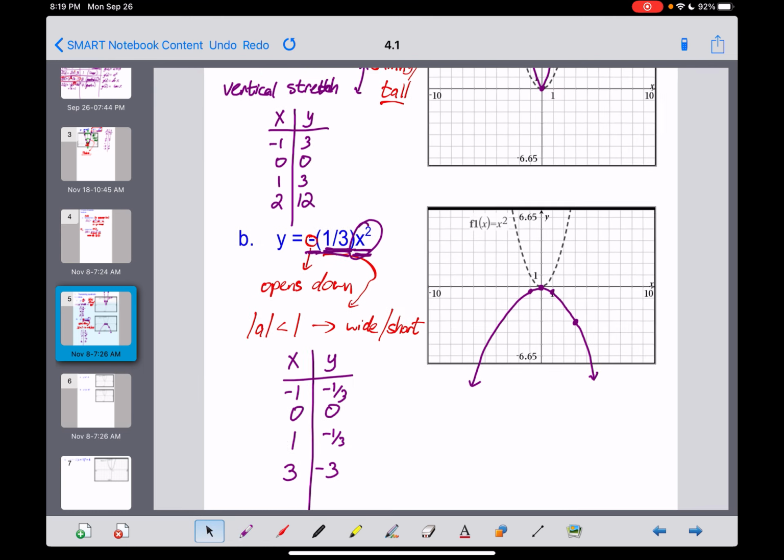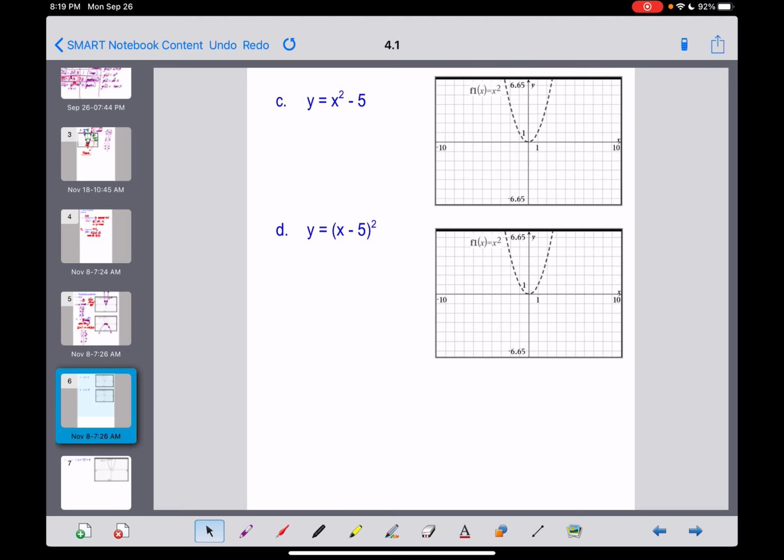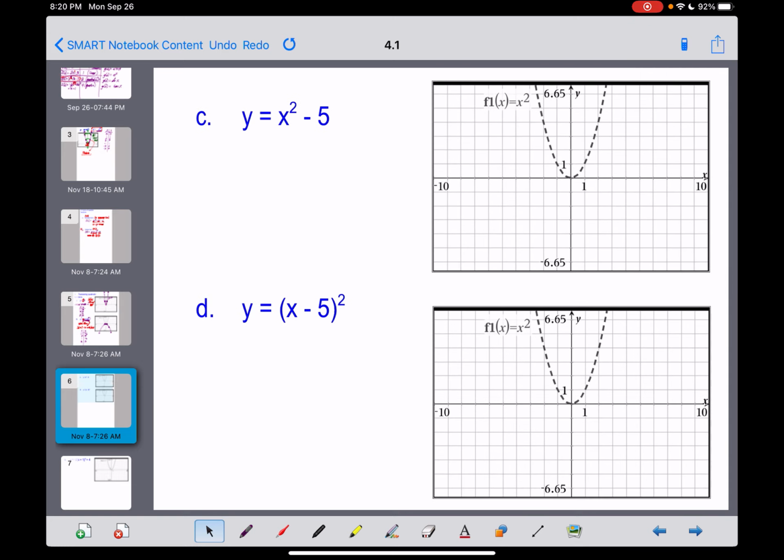Okay, so those are 2 variations on the parent graph of a quadratic function. Let's keep going and let's do a few more right here. And I'm hoping you guys kind of knew what was coming here because this is different than what we did on the last couple of examples, but it should feel similar to what we did back in chapter 2. What's happening now in example C?